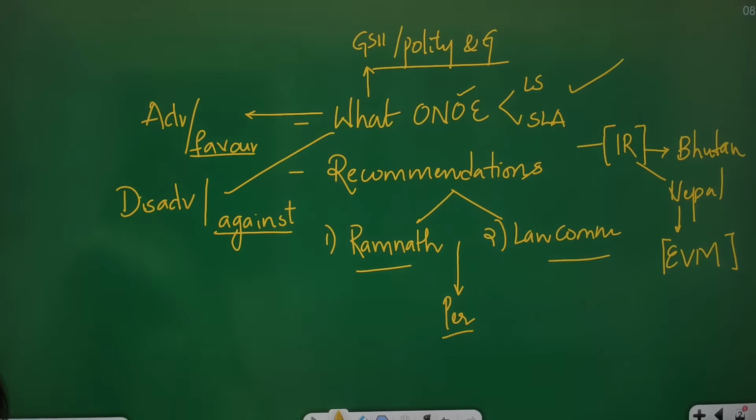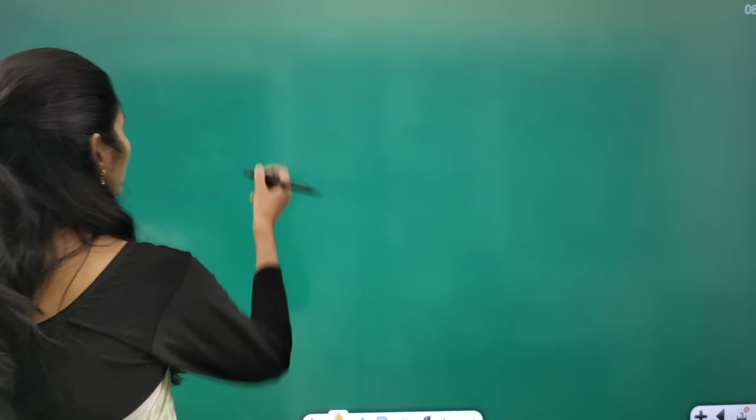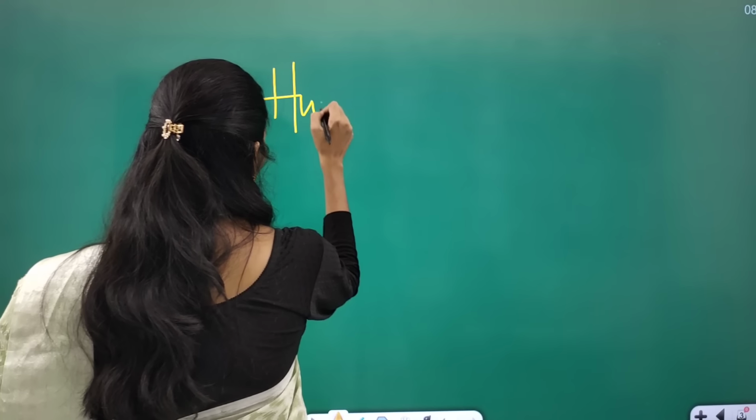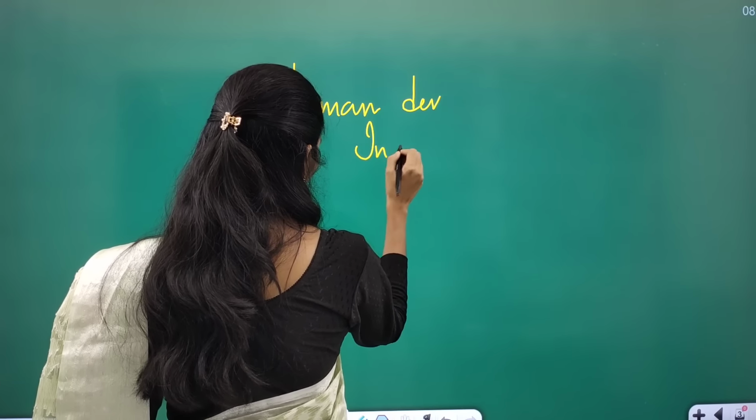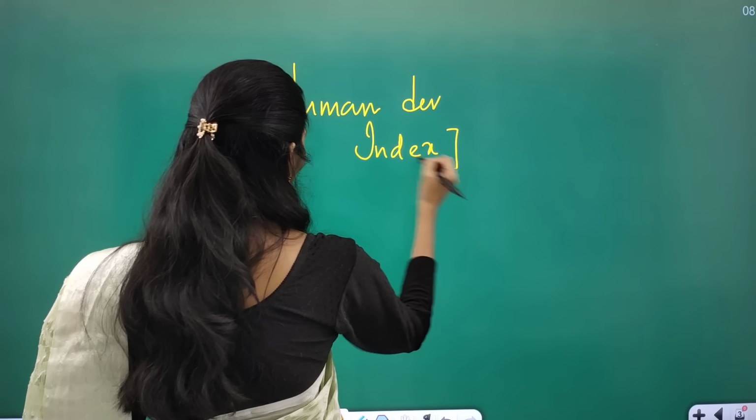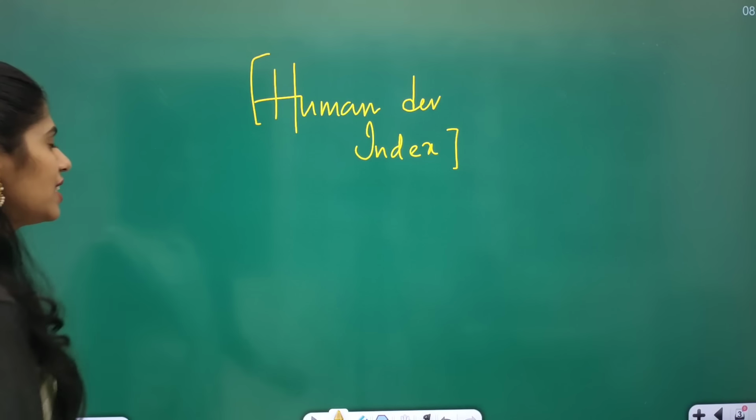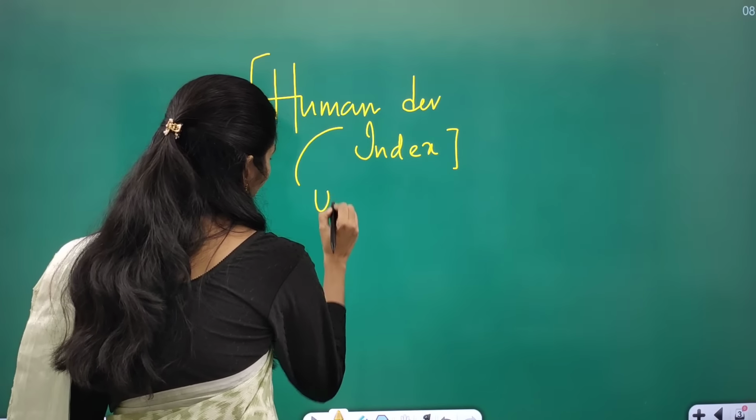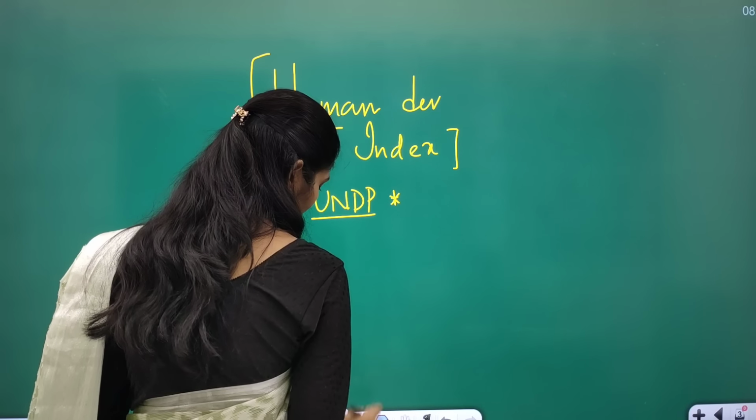So now let us see the dimensions. This article is talking about the Human Development Index. And which is that organization releasing this? UNDP. It is most important.